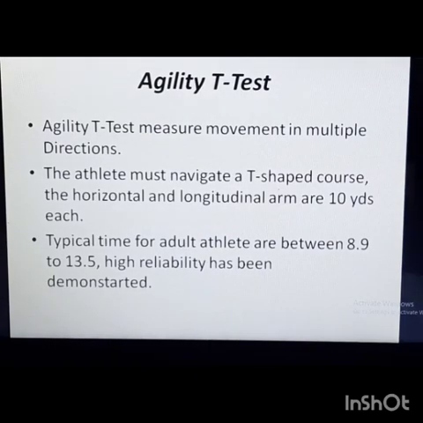Agility T test. Agility is measured in multiple directions. The athlete must navigate a T-shaped course, with the horizontal and longitudinal arms 10 yards each, and the typical time frame considered normal in an athlete is 8.9 to 13.5 seconds before going to play.